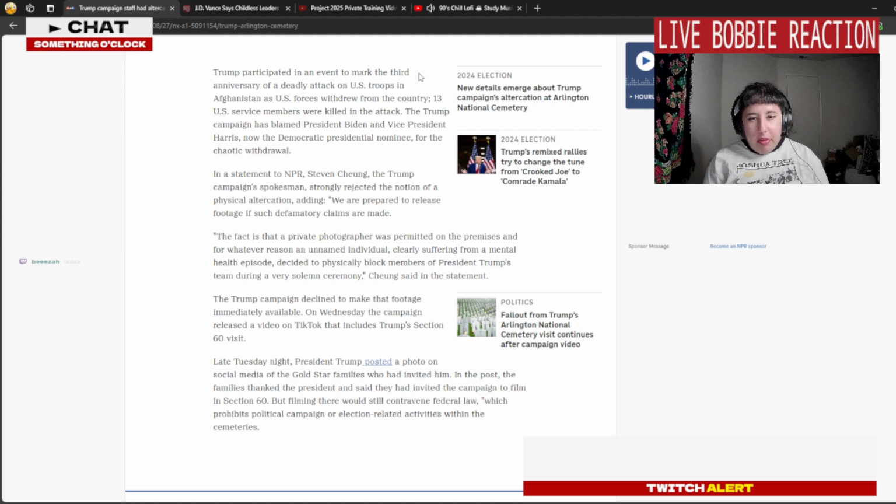Last Tuesday night, President Trump posted a photo on social media of the Gold Star families who had invited him in. In the post, the families thanked the president and said that they had invited the campaign to film, but filming there would contravene federal law which prohibits political campaign or election-related activities within the cemeteries.